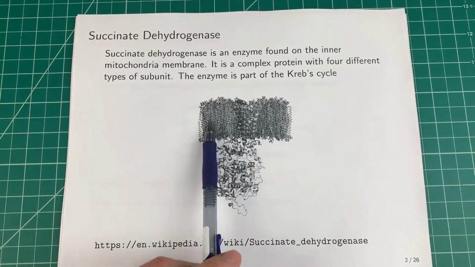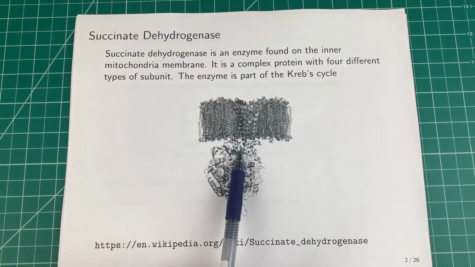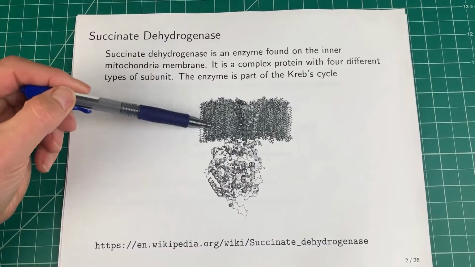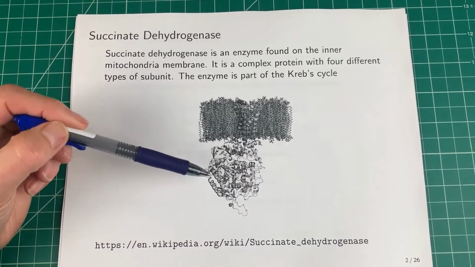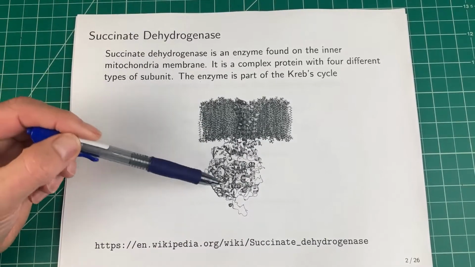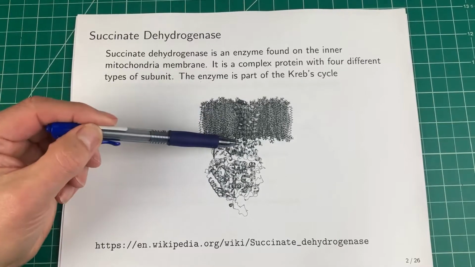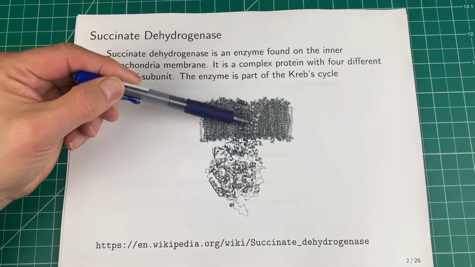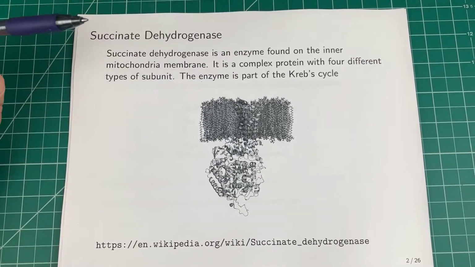So this is the structure of succinate dehydrogenase. What we have here is the membrane. So it's actually embedded in the membrane. You can't see well here because it's in gray, but there's one subunit here, there's one subunit here, and there's 2 subunits in here and here. So there's 4 in all.